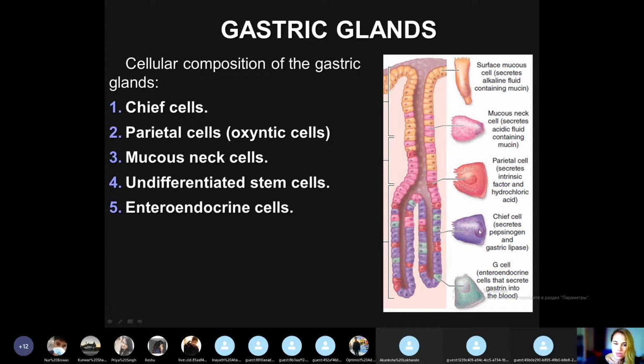In case of the chief cells, they are also secretory cells, but these cells release their secretory products, which are enzymes, into the lumen of the stomach. So the pepsinogen and gastric lipase, after secretion, accumulate in the apical part of the cell in the secretory granules. After this, these secretory products are released by exocytosis via the apical surface of the cells.